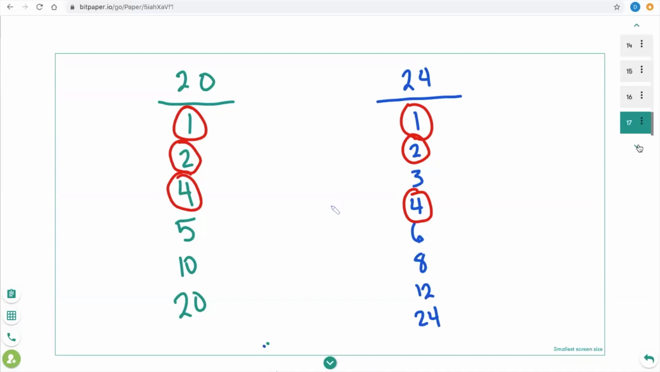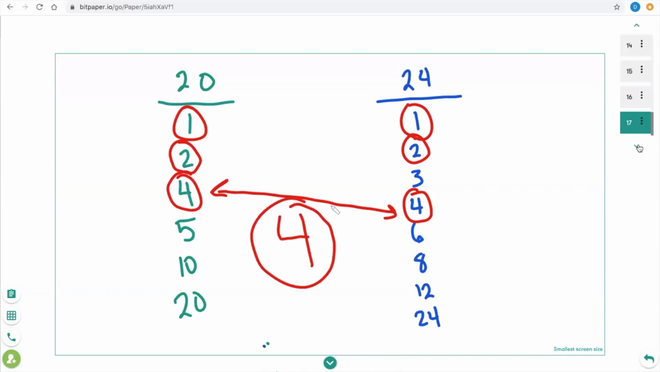So the greatest common factor is the greatest of these factors that we have in common. So the greatest common factor of 20 and 24 is 4. And that's our final answer. And that's how we discover what the greatest common factor between two numbers is.